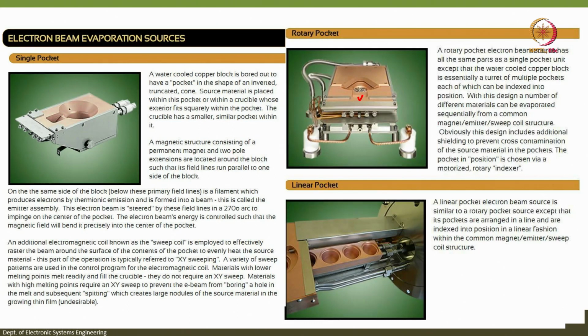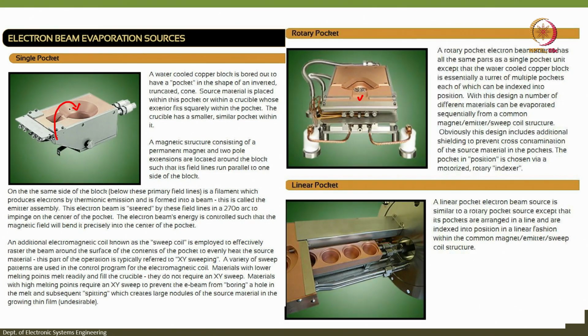A magnetic structure consists of a permanent magnet and 2 pole extensions located around the block such that field lines run parallel to the side of the block. On the same side of the block is a filament, right. This is the same thing that they are saying, but the point is the beam comes from here and is focused here. So, the electron beam energy is controlled such that the magnetic field will bend it precisely into the center of the pocket, as I have drawn in the figure, right.